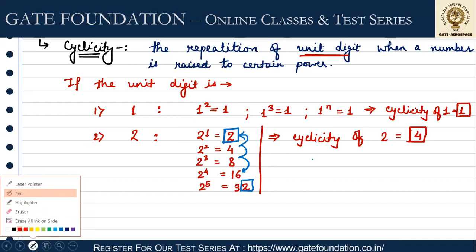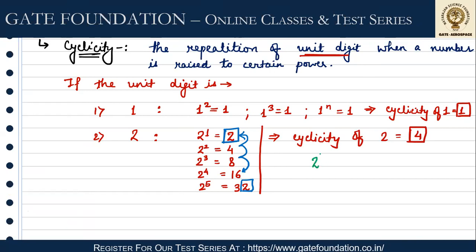Let's try to understand. Let's say you want to find out 2 raised to 29. Let me be precise with the question. The question goes like: unit digit of 2 raised to 29. So what I'll do is I'll first of all divide this 29 with 4. The nearest number that I get is 28, right? So I'll just separate it into 2 raised to 28 and 2 raised to 1.